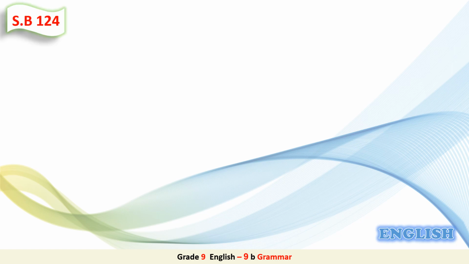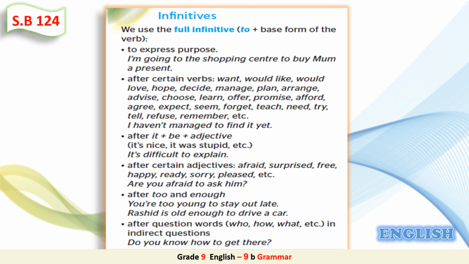To have more detailed information, you can go to Students' Book, page 124. Infinitives. We use the full infinitive, to plus the base form of the verb, 1, to express purpose. For example, I'm going to the shopping center to buy Mom a present. So this is the purpose. Why is he going to the shopping center? To buy his mom a present. We also use full infinitive after certain verbs like want, would like, would love, hope, decide, manage, plan, and so on. So all of these verbs are followed by full infinitive.